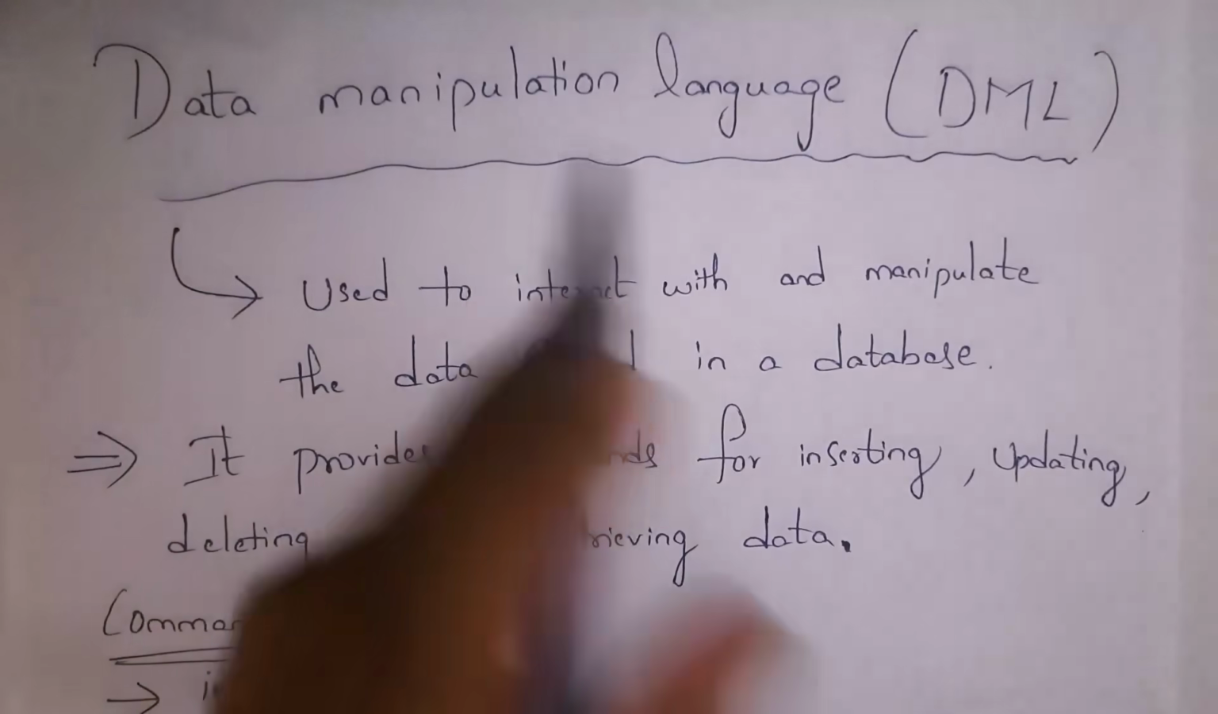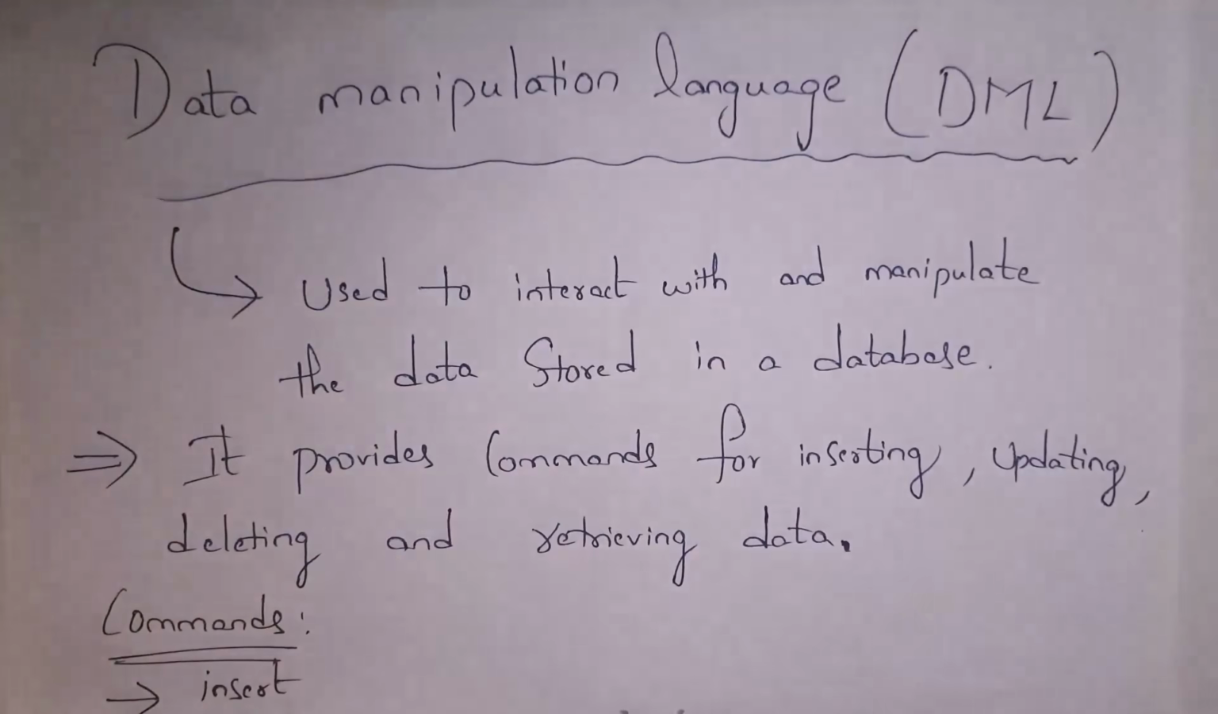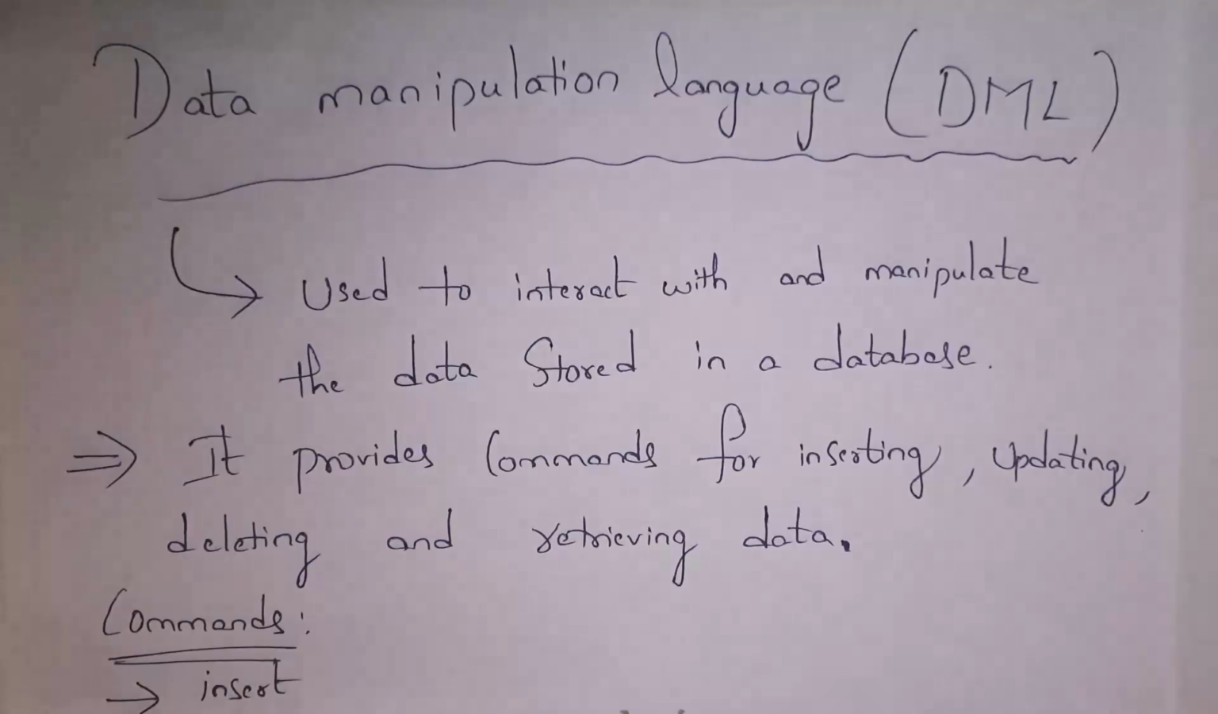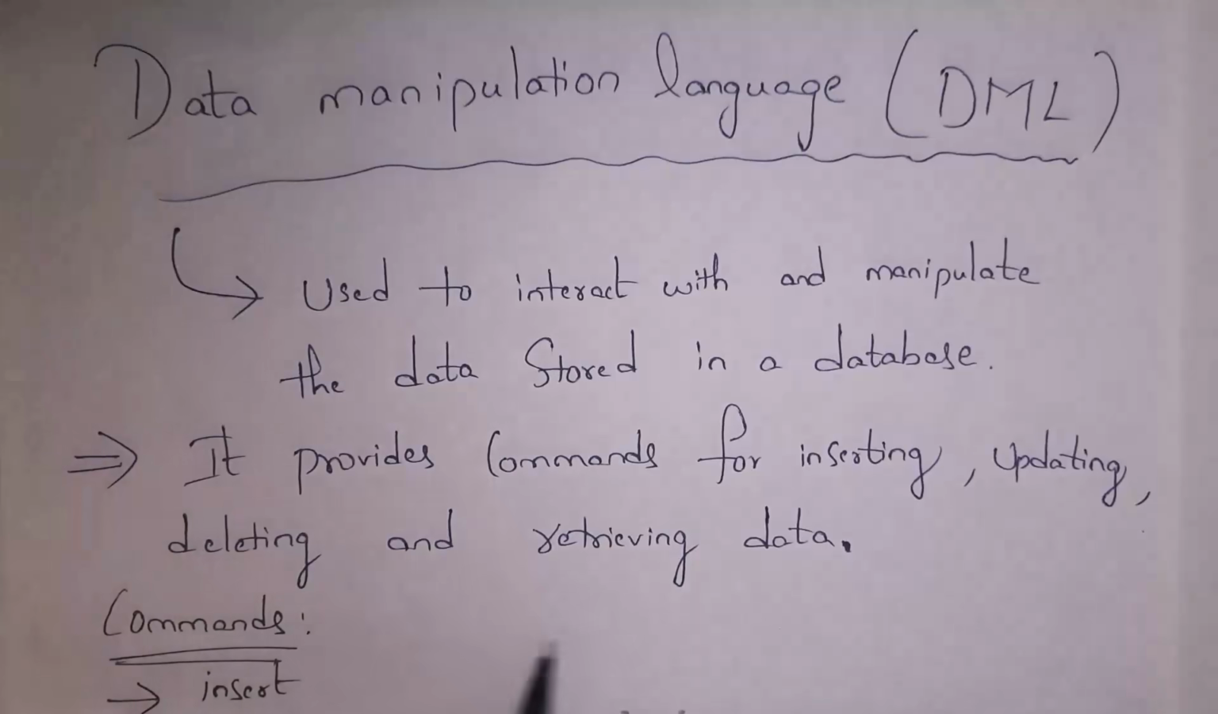Guys, normally by using data definition language, we can only define structure of database. That is nothing but creating database, tables and columns. But we cannot insert or update or delete data by using data definition language. So in order to insert, update, delete or retrieve data, we need to use data manipulation language. By using data manipulation language, we can perform various operations on data which is present in my table. We can interact and manipulate data which is stored in database. We can perform various operations like inserting, updating, deleting and retrieving data.